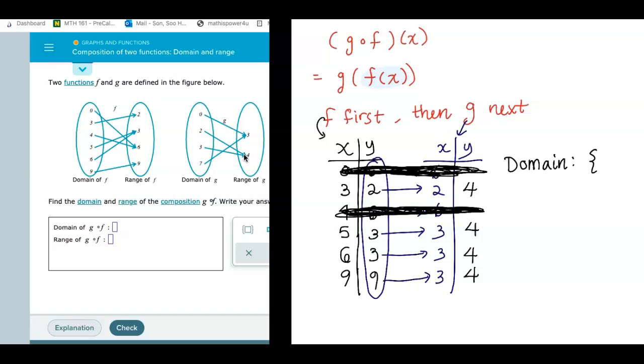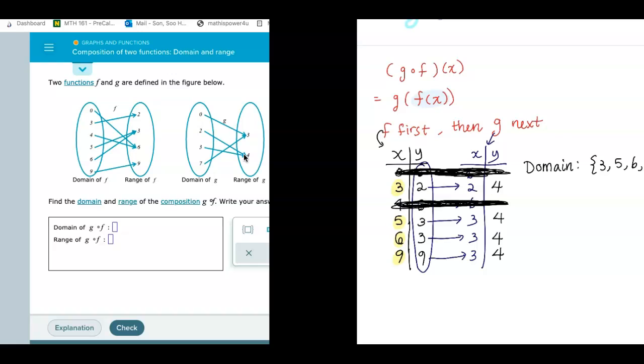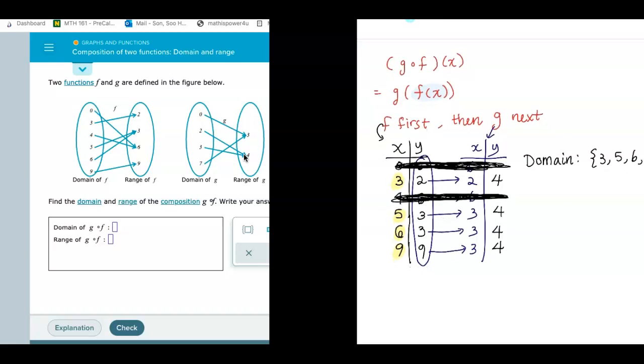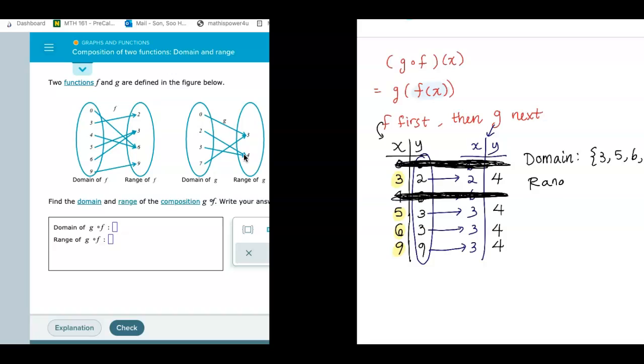So domain is all the values that we plugged in the very beginning, which are 3, 5, 6, and 9. Well, we did plug in 0 and 4 too, but they never worked because what they gave us did not exist in the domain of G. Now the range is the ones that we got for our final answer. And look, it's all 4. So it's just going to be 4 for the range.